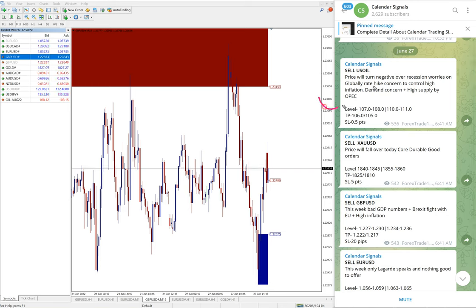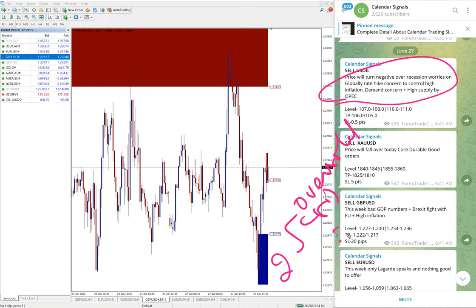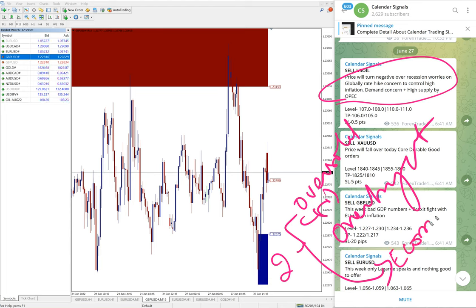And today we gave sell USOIL, sell XAUUSD, which is sell gold, then sell GBPUSD and sell EURUSD. These four signals we gave today. And in calendar signals, we also mention the reason why we are giving this particular script buy or sell. It is not random. This reasoning is based on two aspects: oversold or overbought condition, and then the second aspect, which is more important, we are considering is economic data or news. Based on these reasons, we give signals on calendar signals.